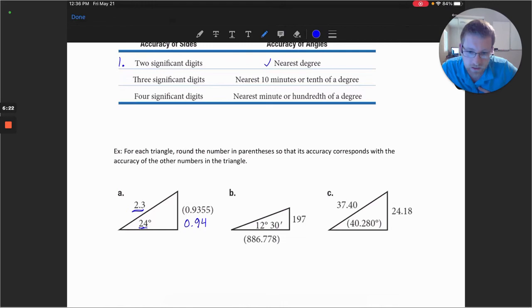For part B, we're also looking at a triangle. And we'll notice that this is rounded to the nearest tenth of a minute.